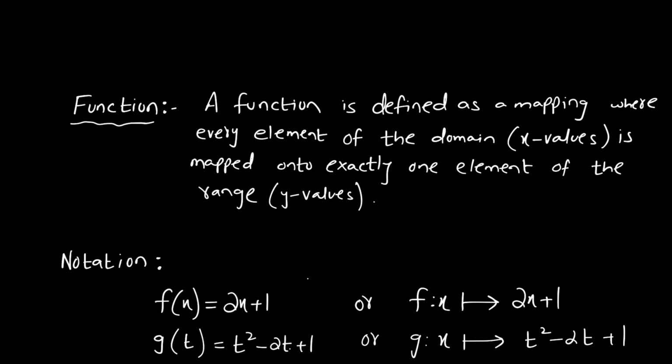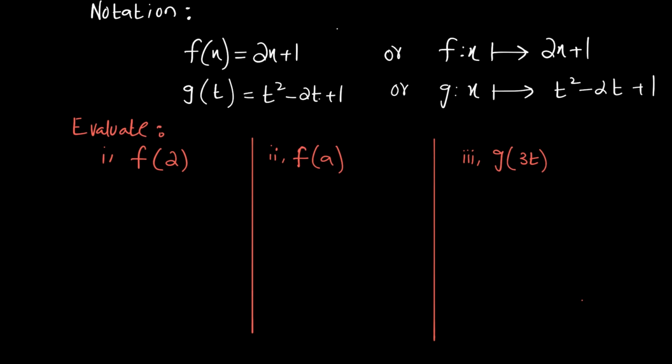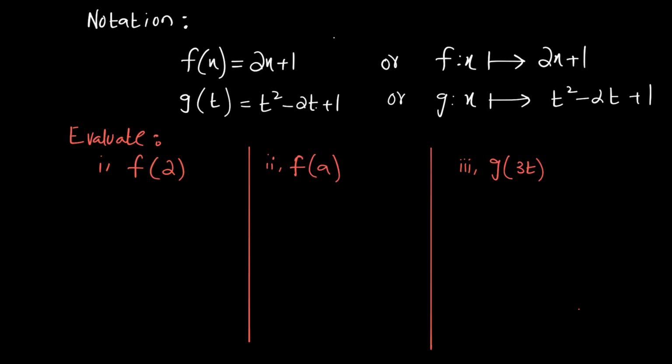So let's do a couple of questions to have a better understanding. Now let's say you are asked to evaluate f of 2, meaning in a function the x value is 2. So what will be the output when the value of 2 is inserted in the function? Now the function is f of x equals 2x plus 1. When you insert 2 over here, you get 5. So 2 being the input generates 5 as your output.